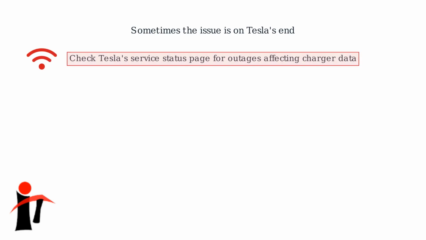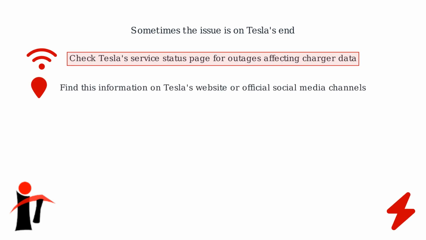Sometimes the issue might be on Tesla's end. Check Tesla's service status page for any reported outages affecting charger data. If there's a server-side issue, the problem is out of your control and you'll need to wait for Tesla to resolve it. You can typically find this information on Tesla's website or through their official social media channels.